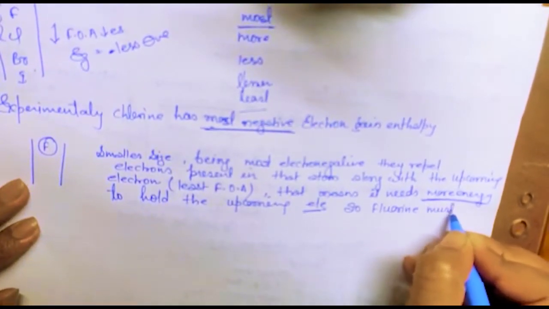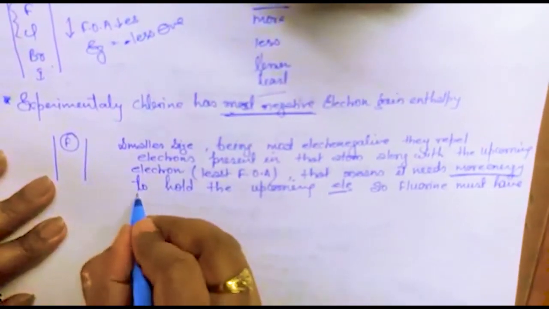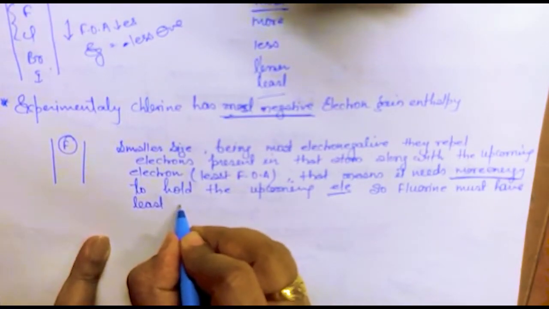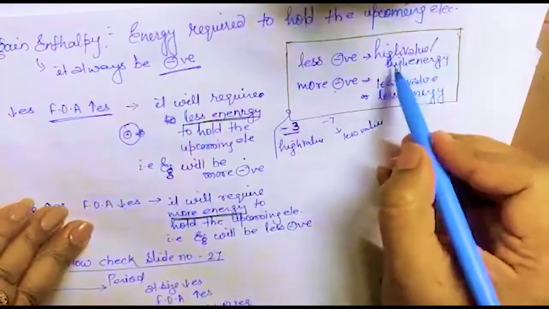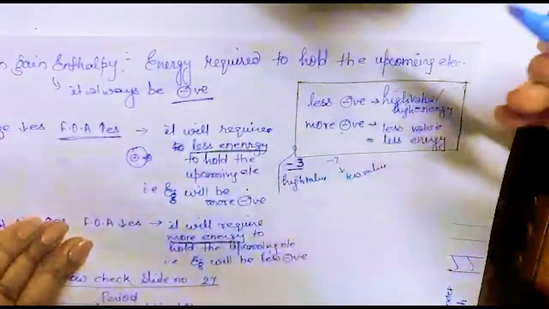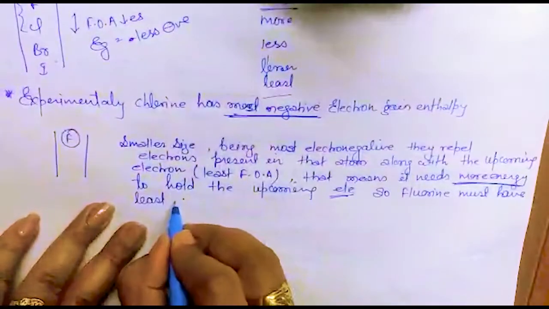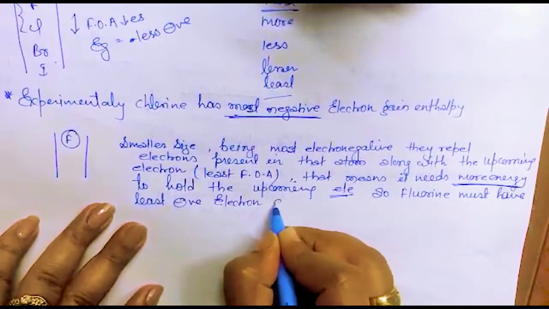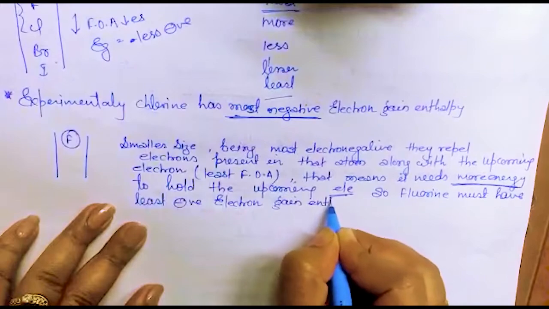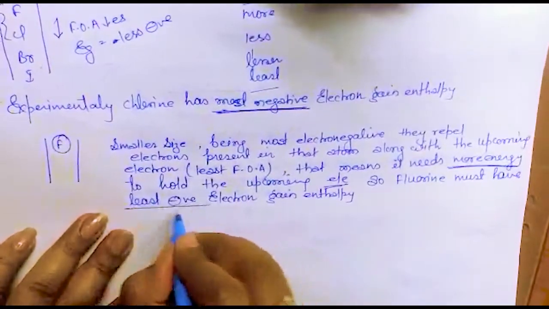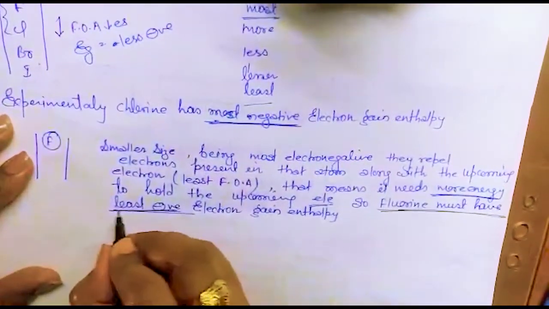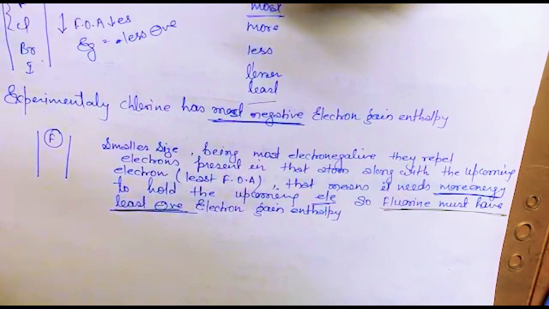So fluorine must have, we can say, least negative, because it is at the top. See, this is more energy, high energy. So less negative, and since it is at the top, we can write least. Yes, so least negative electron gain enthalpy. So you got it, which one will have the least? So obviously fluorine will have the least one. So obviously chlorine will have more negative, isn't it?